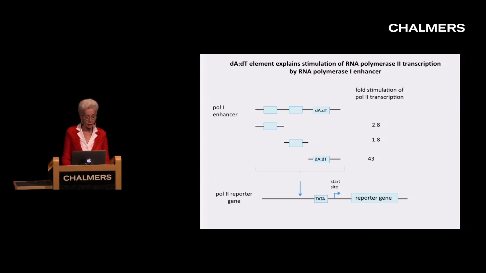We now know the reason the A-T element stimulated: the removal of a promoter nucleosome by RSC. Genetic studies in yeast have recently shown that RSC is involved in transcription by all RNA polymerases, 1, 2, and 3.